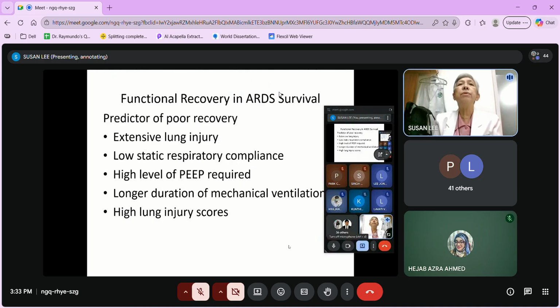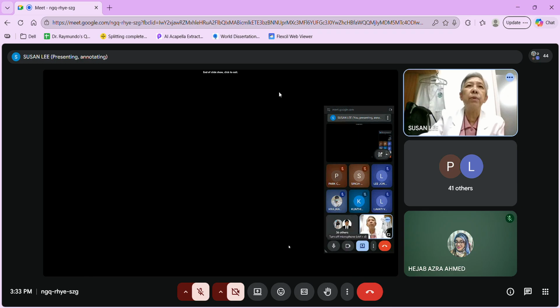And poor prognosis or predictor of poor recovery would be somebody who has extensive lung injury, low static respiratory compliance, needing high PEEP, and long durations of mechanical ventilations, and patients with very high lung injury score. All of this would point to a poorer prognosis. Any questions?